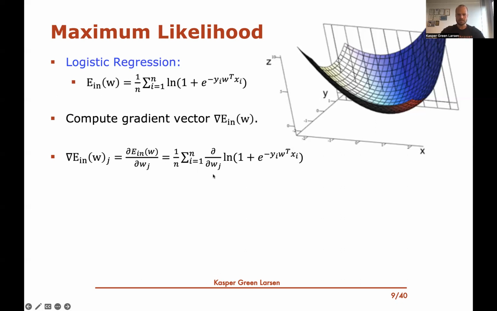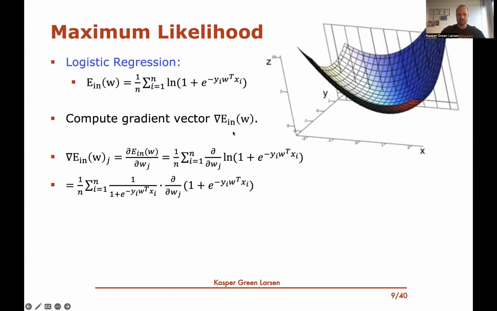So we need to compute the partial derivative with respect to wj of this expression, log of 1 plus e to the minus yi times the product between w and xi. So this is what we have to compute derivatives of. Okay, this is again a composite function, so we'll be using the chain rule, which has been used a couple of times by now.